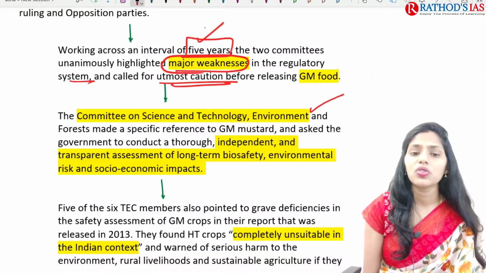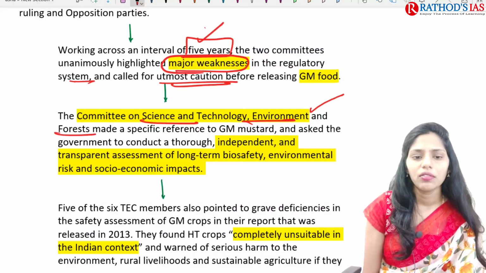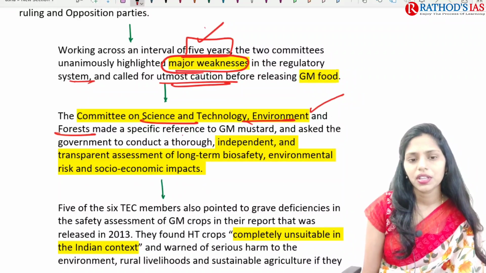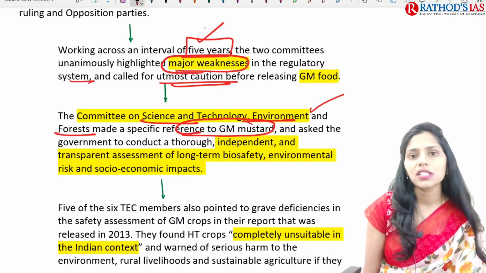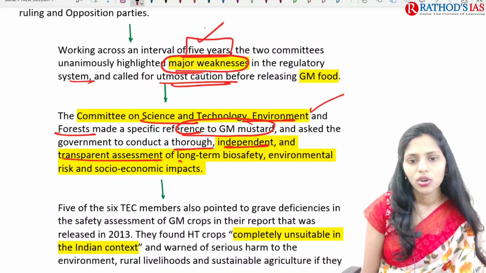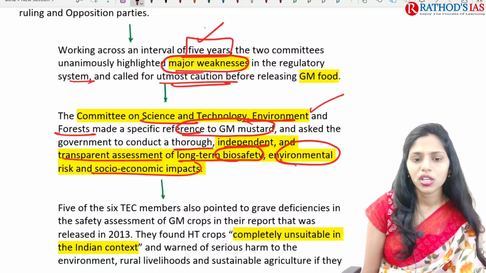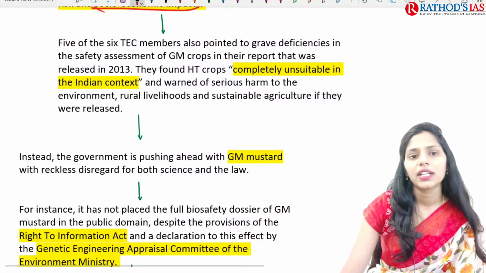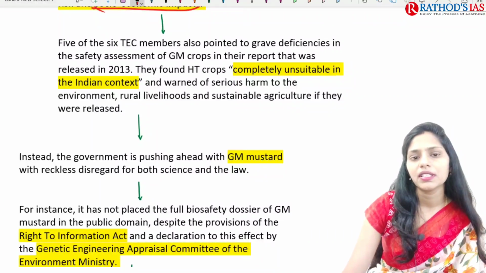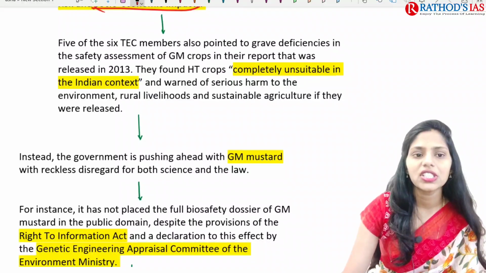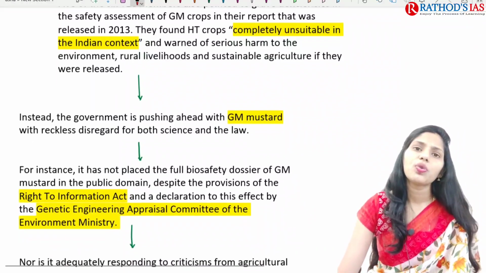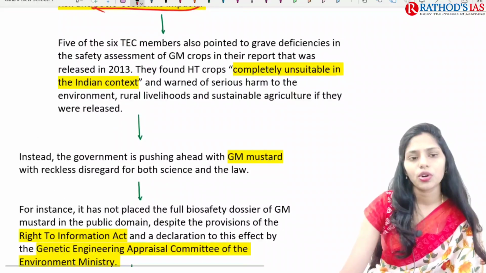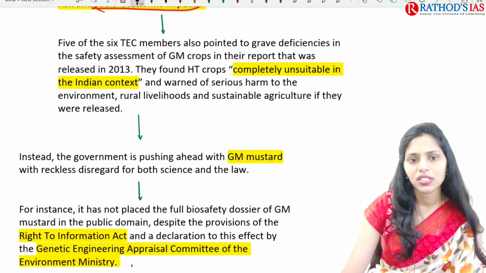Next is the Committee on Science and Technology, Environment and Forest, which made a specific reference to GM mustard and asked the government to conduct a thorough, independent and transparent assessment of long-term biosafety, environmental risk and socio-economic impacts as well. Five out of six technical committee members also pointed out deficiencies in the safety assessment. There is no proper safety in these GM crops, and this report was released in 2013.